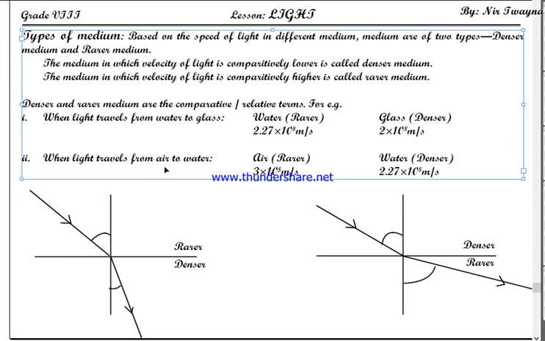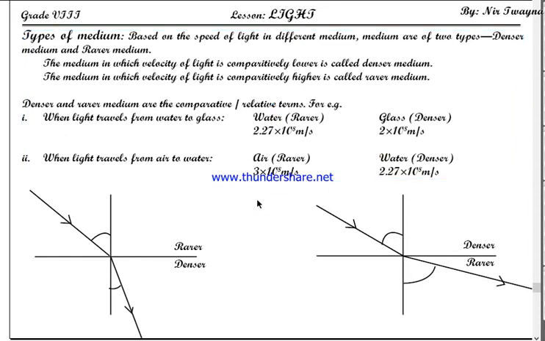Now if you compare air to water, when light travels from air to water, what you can find: in air velocity of light is 3 into 10 to the power 8 meter per second, and in water it is 2.27 into 10 to the power 8 meter per second. So by comparing these two medium, you can say air is rarer medium whereas water is denser medium. Now by comparing these two examples, you can see that water was rarer medium in first example and it is denser medium in second example.